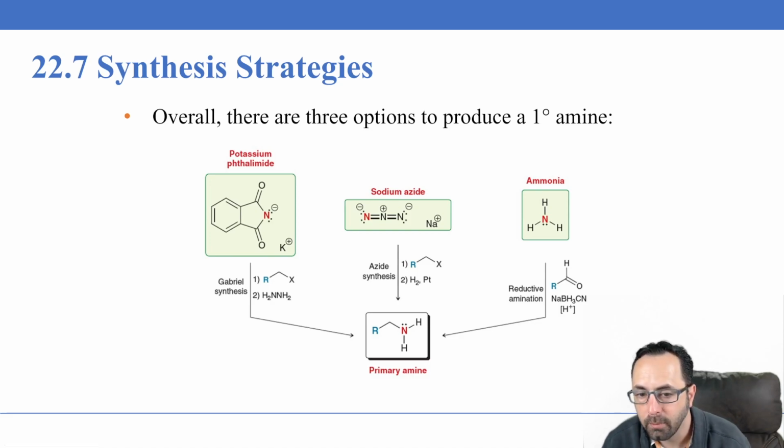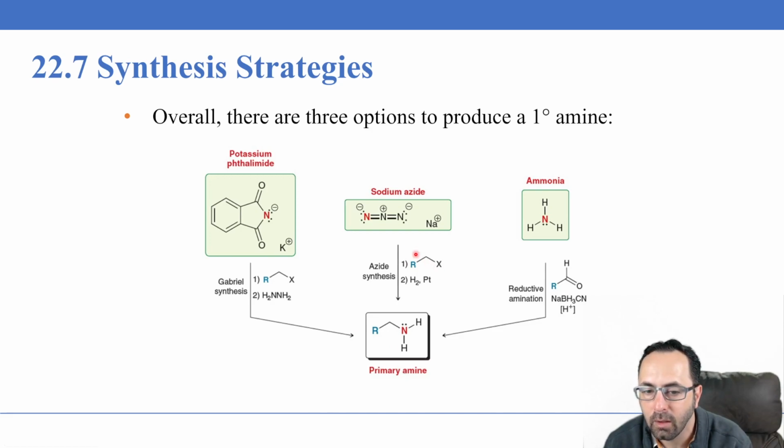So in summary, we have a few new reactions for synthesis. Overall, we have three options to produce a primary amine. We can use potassium phthalimide as a nucleophile to attack a primary alkyl halide, and alternatively we can follow up with hydrazine here, and this will produce a primary amine.